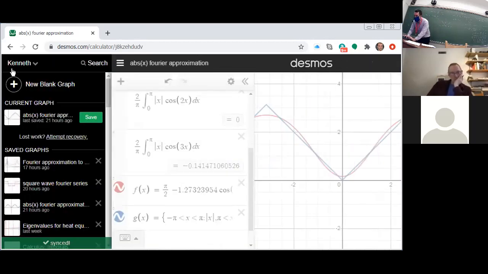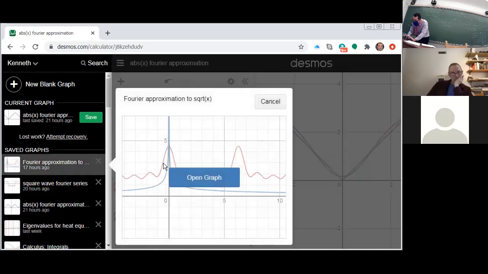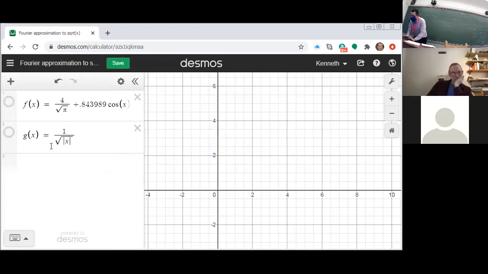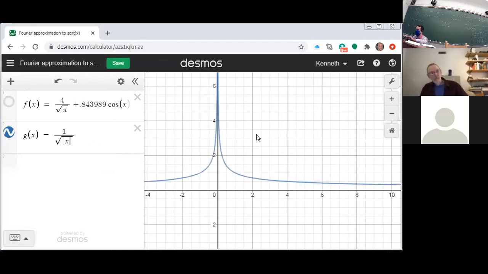And so I want to go to one more example that I prepared for you. I want to give you an example of an L1 function. So this is a function that's L1, but it's not L2. So it's integrable, but its square is not integrable.